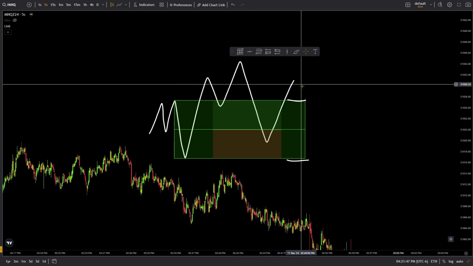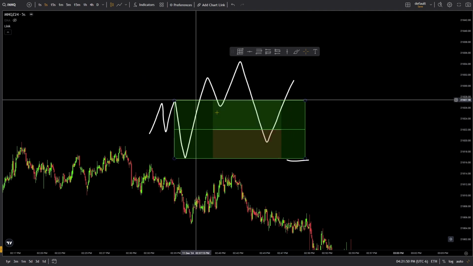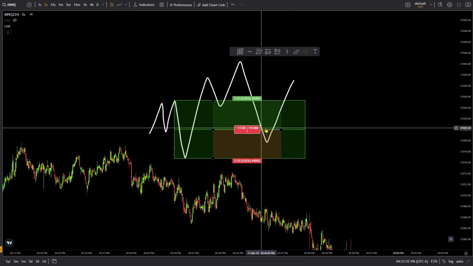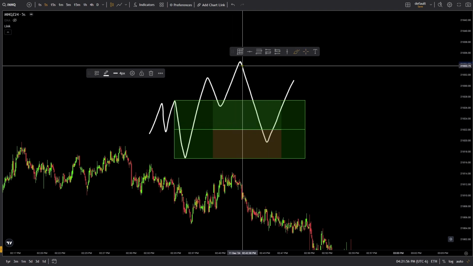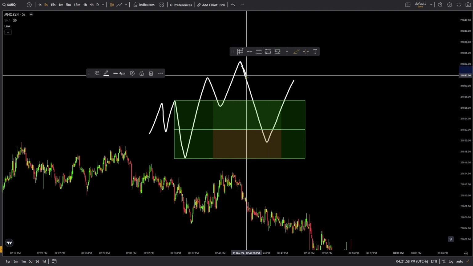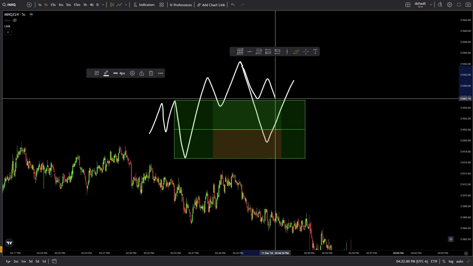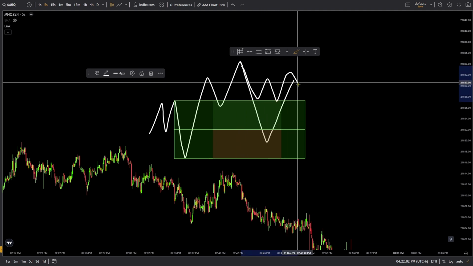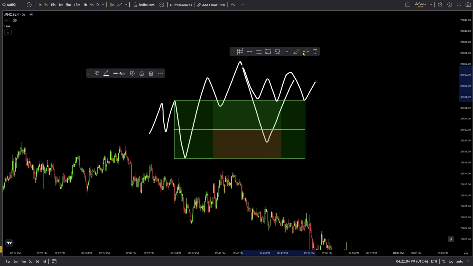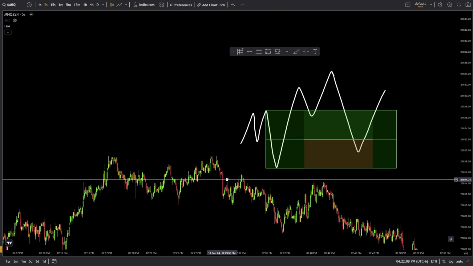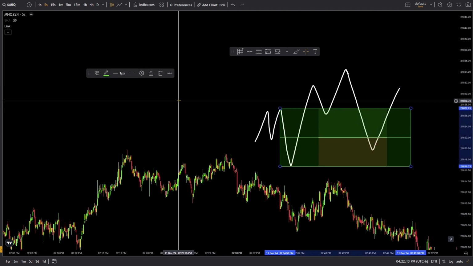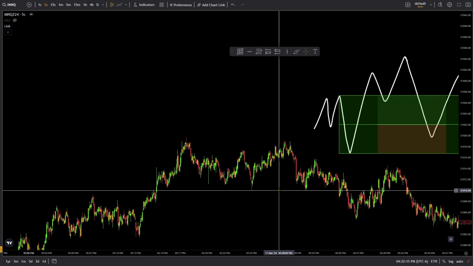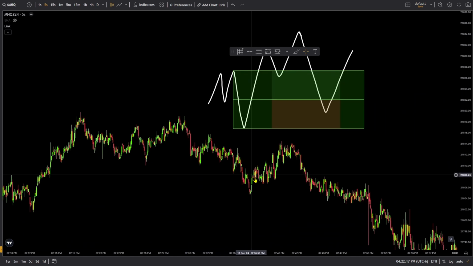So let's get rid of this drawing. The only reason I would take my order off is if we came back after reaching 100% away and we tapped on the zone more than 2 times. If we tap 3 times, then I'll take my order off and move on to the next play. The reason I trade the 5-second time frame is because I can see more opportunities of this setup. So let's see if we can find the setup to the upside. Let me see if I can find one real quick.